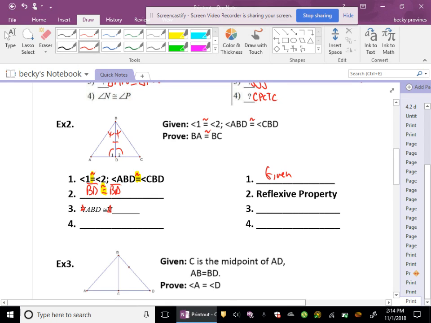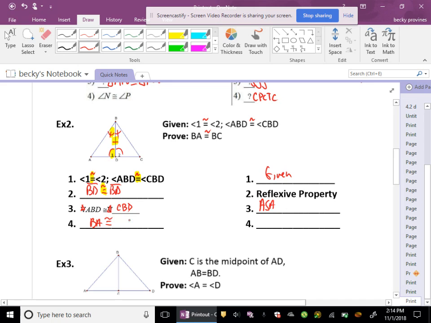So now it's time for your congruency statement. So ABD is congruent to CBD. Now, you're going to have to look at it. You have 5 choices. How are you going to prove it? SSS, SAS, ASA, AAS, and HL. Okay, so we have 2 angles and the sides directly in between. So this is a case of ASA.